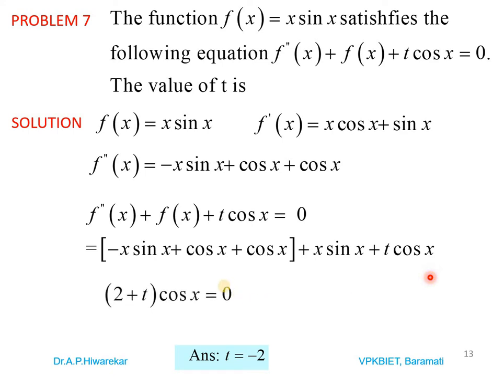We get this. So the terms with plus and minus sign get cancelled. Cos x plus cos x is 2 cos x. So cos x is common, and we have 2 plus t times cos x. So we get 2 plus t as 0, which means t is equal to minus 2. So the answer of this problem is t is minus 2.